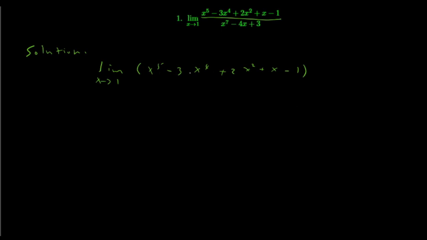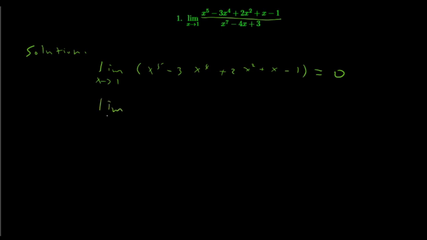Is it 0? 1 minus 3 plus 2 plus 1 minus 1, right? I think it's 0, right? It's 0, okay. So the limit of the numerator is equal to 0. And also we have to compute the limit of the denominator. We want to convince ourselves it's an indeterminate quotient. Okay. We compute the limit of the bottom.